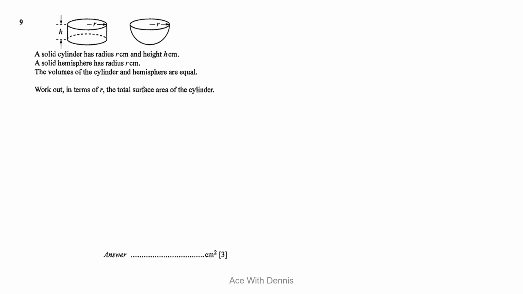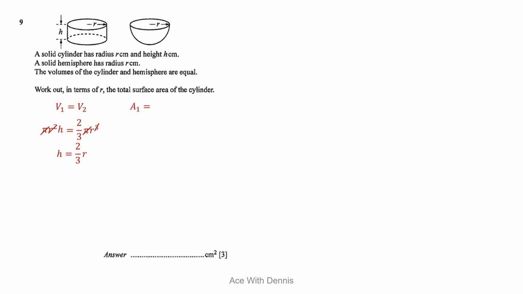Alright, from these two diagrams, we can see that both the cylinder and the hemisphere have the same radius r. Given that the volumes of the cylinder and hemisphere are equal, we can write V1 equals V2, where V1 is the volume of the cylinder, with the formula pi r squared h. Then the volume of the hemisphere is 2/3 pi r cubed. We can cancel the pi from the left and right hand side, and r squared with r cubed. So the equation becomes h equals 2/3 r.